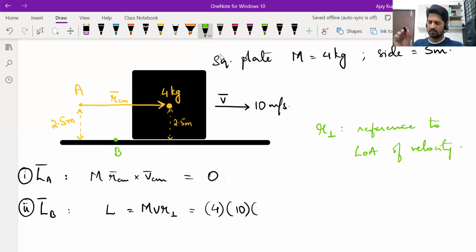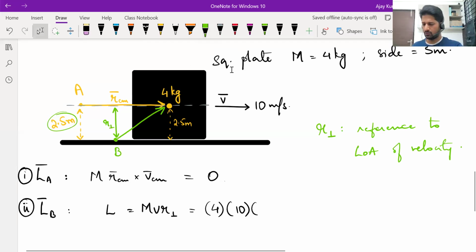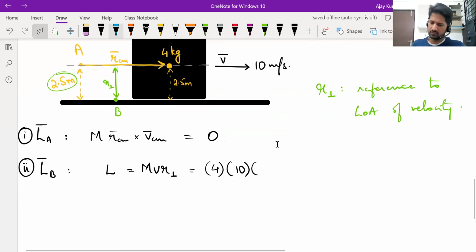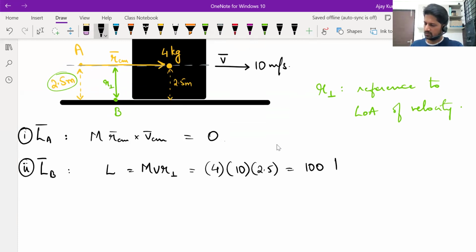Okay. Now line of action of velocity of center of mass, you know it's the horizontal line, which is at a height of 2.5 meters. So R perpendicular becomes this distance. That is 2.5 meters itself. We don't even know the actual R vector. Actually, how far the center of mass is from B, we don't know. And we need not know also. So R perpendicular here is 2.5 meters. Substitute that. The answer will be 100 kg meter square per second.